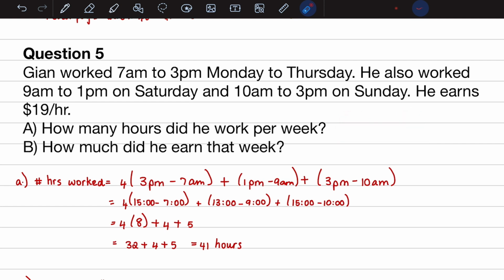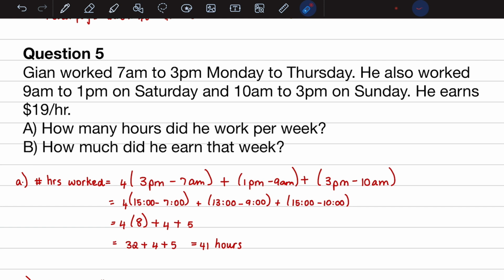And then on Saturday, 9 a.m. to 1 p.m. 9, 10, 11, 12, 1. So that's 4 hours on Saturday. Right, so that's 32. Right, 8 4s are 32, 32 plus 4, that's 36.